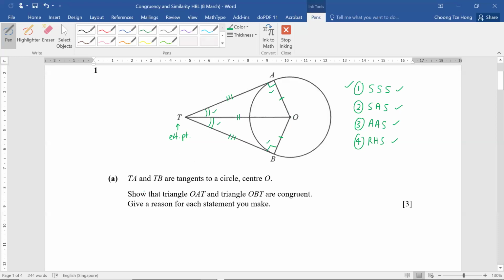The first one that we can write would be OA equals OB. As mentioned, they are both the radii of the circle, so we write radii of circle. Then the second one would be AT equals BT. This one would be tangents from external point.